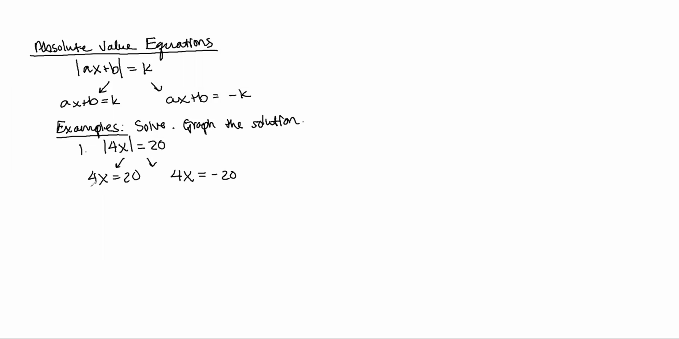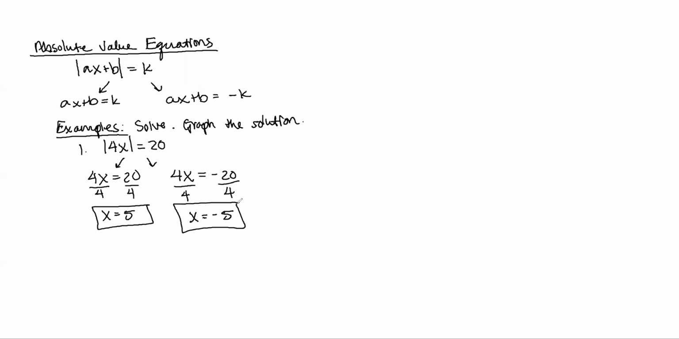So if we go ahead and solve each one of these, we have two nice linear equations. I'm going to just divide both sides by 4, and we get x equals 5. And divide both sides by 4 on this one, and we get x equals -5. These are our two solutions.